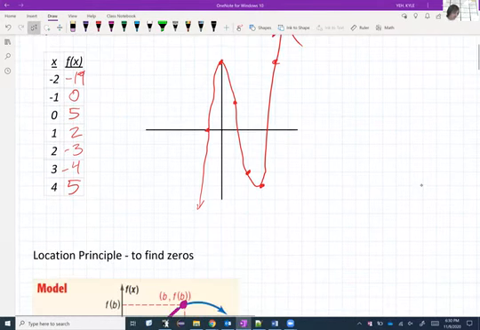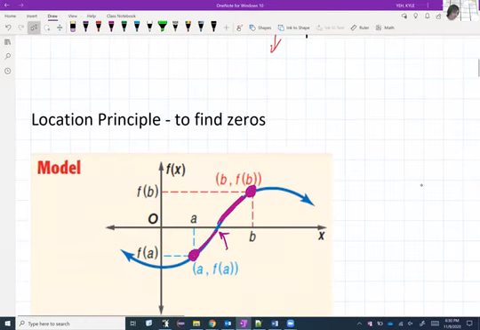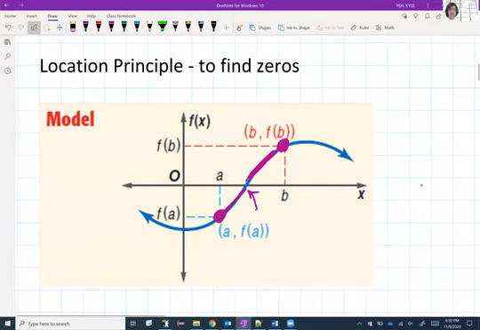Couple things that we often look for on graphs. The first one is zeros, roots, solutions. We spent so much time in chapter 5 talking about those. We want to look for a zero. And one thing that comes into play a lot of times is something called the location principle.